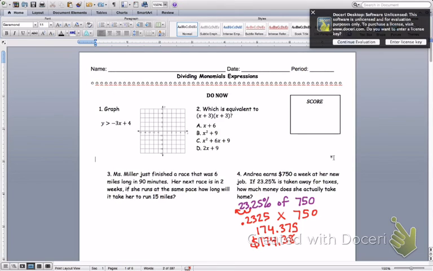So let's go ahead and deduct it, which means subtract it. So we have our 750. We're going to subtract the 174.38. And how much is going to be left when we subtract 750 minus 174.38? And we are going to be left with $575.62. So that's how much money Andrea will have after taxes.